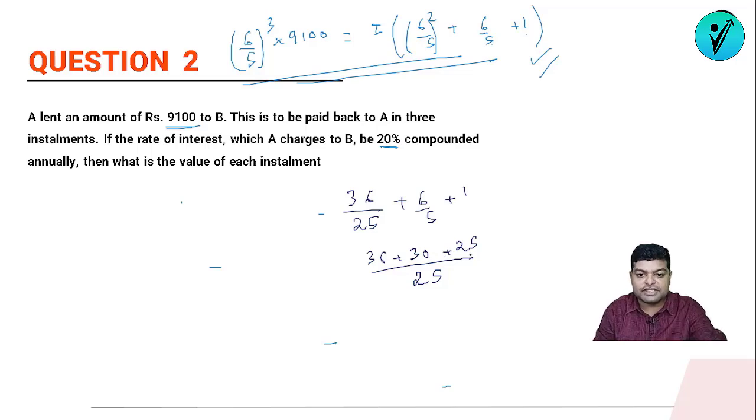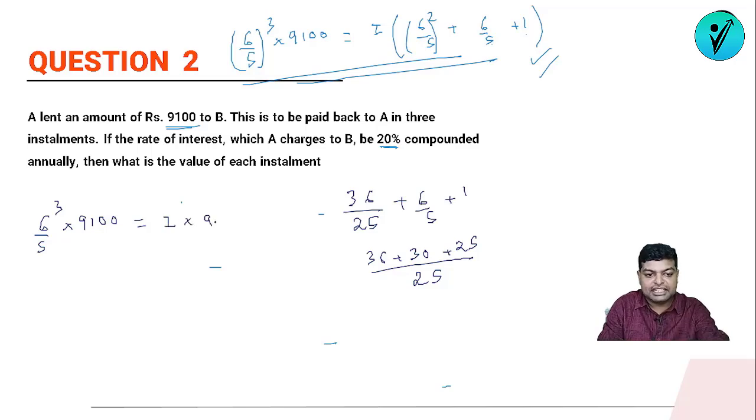So this one is what? This one will be 91 by 25. So what we are getting? (6 by 5) whole cube into 1000 is equal to I times of 91 upon 25. So this 91 and this 91 will be cancelled. Okay, so we'll be left with 1000.